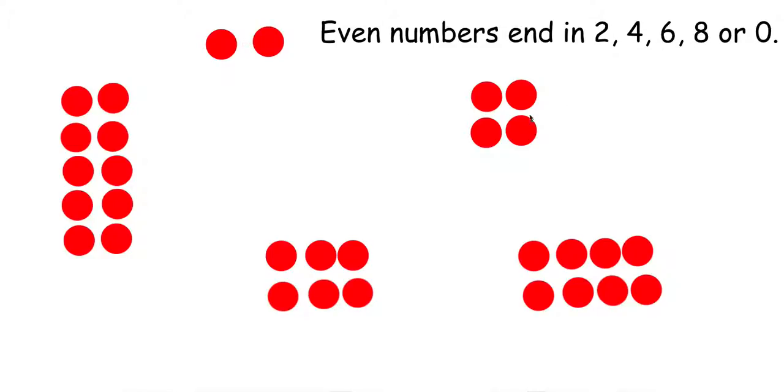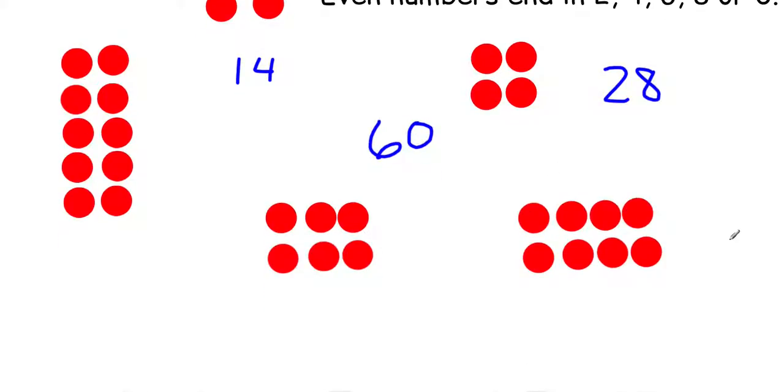And again, 2, 4, 6, 8, 10. Those are all even numbers. If you were to look at 14, that's an even number. It ends in a 4. 28, that's an even number. It ends in an 8. 60 is an even number. It ends in a 0, and so forth.